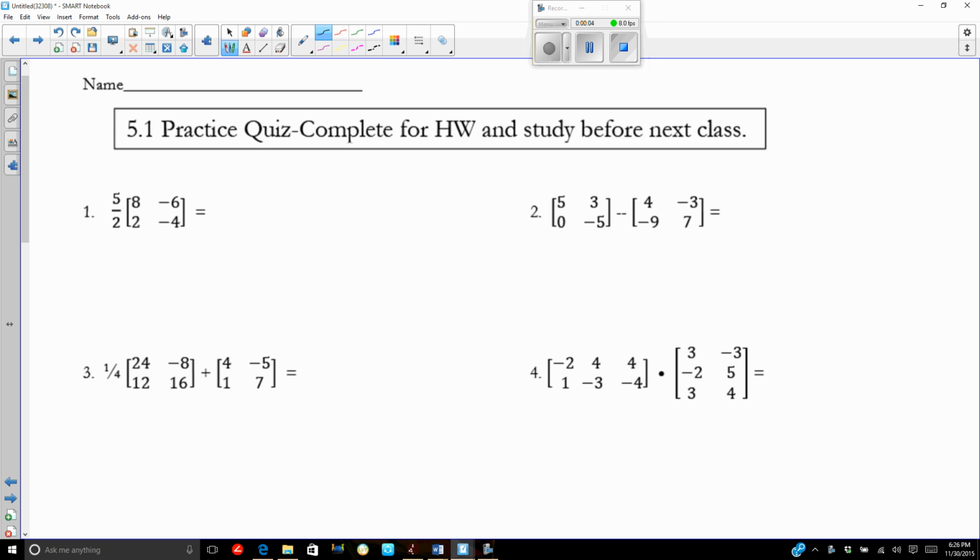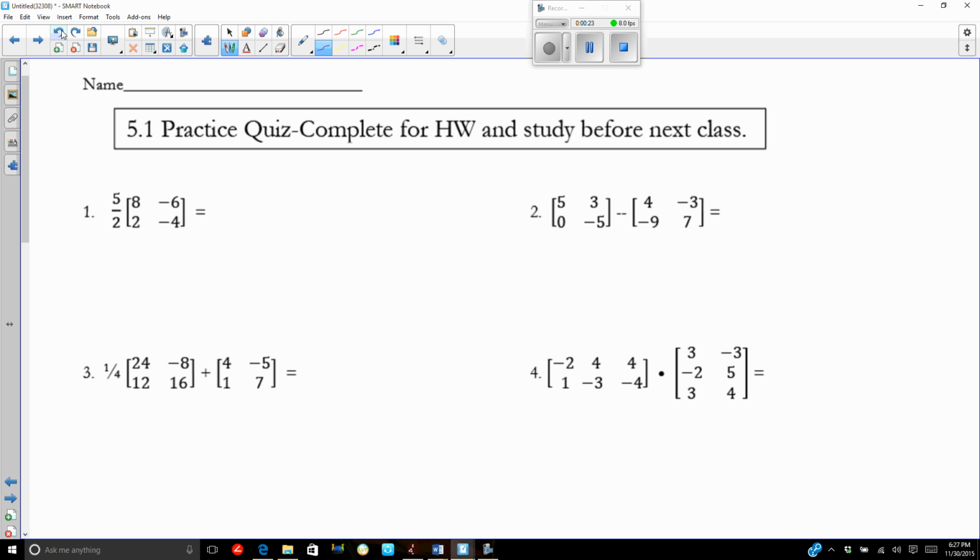All right, guys, this is the 5.1 practice quiz in preparation for the quiz next class. So starting with number 1, this is just scalar multiplication. Again, this is being done without a calculator. So we're just multiplying every element in there on number 1 by 5/2.